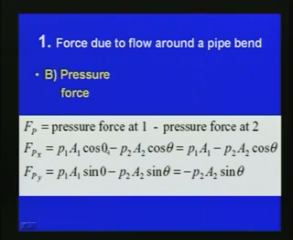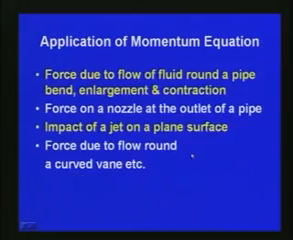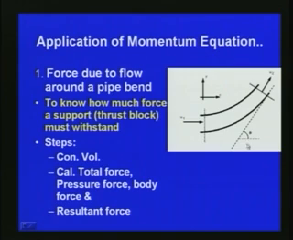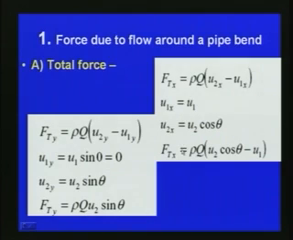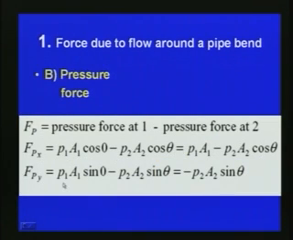P1 A1 cos 0 minus P2 A2 cos theta. So, here this angle is 0, here the angle is theta. So, P1 A1 cos 0 minus P2 A2 cos theta, that is equal to P1 A1 minus P2 A2 cos theta. And similarly, in y direction we can write the pressure force as P1 A1 sin 0 minus P2 A2 sin theta. So, sin 0 is 0, so this is equal to minus P2 A2 sin theta.